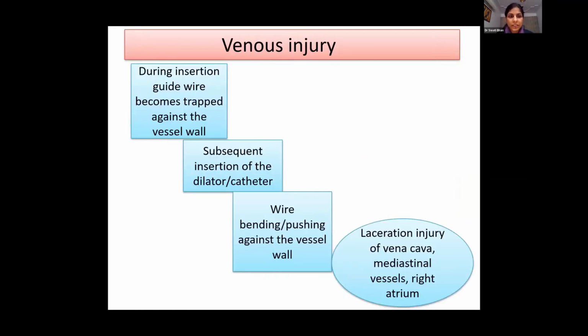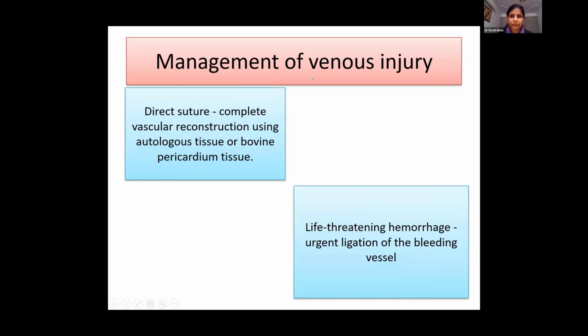Coming over to venous injury, during insertion, the guide wire becomes trapped against the vessel wall, and subsequently we insert the dilator or catheter. This happens while the wire is bending or pushing against the vessel wall. So it can lead to laceration or injury of the vena cava, mediastinal vessels, or the right atrium.